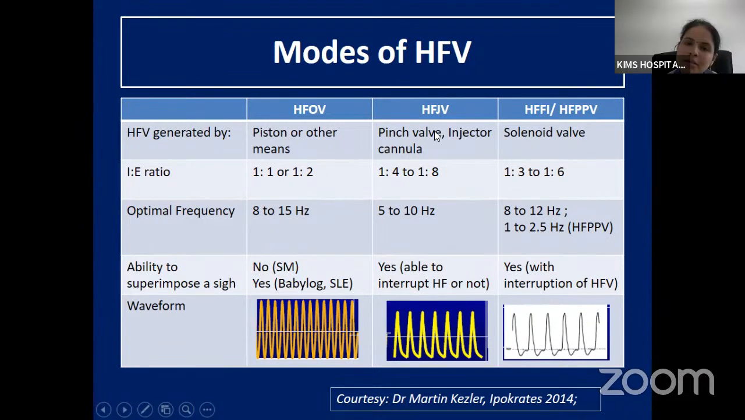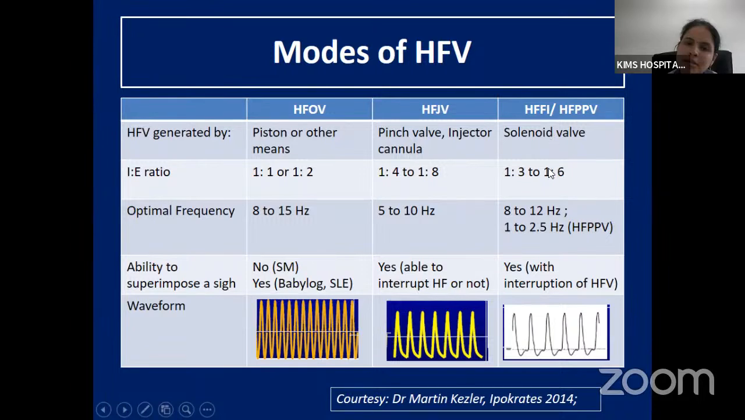With high frequency jet ventilator, we know that the mechanism is the use of a pinch valve that superimposes high velocity jets of gas over and above the conventional breaths. The typical I to E ratio applicable with high frequency jet ventilator ranges from 1:4 to 1:8, and the optimal frequency is between 5 to 10 hertz. This refers to a breath rate of 300 to 600 breaths per minute.